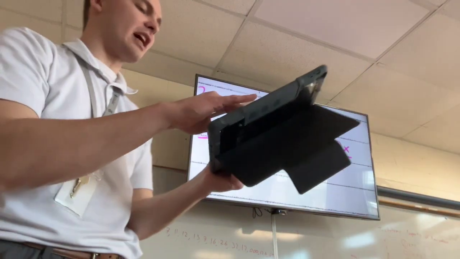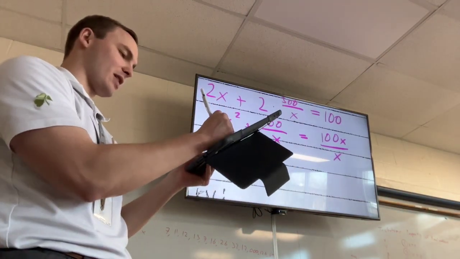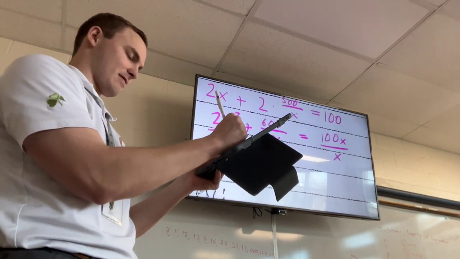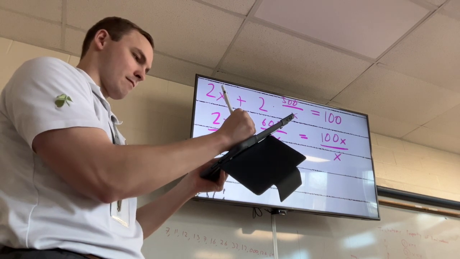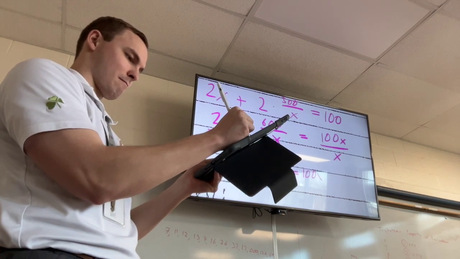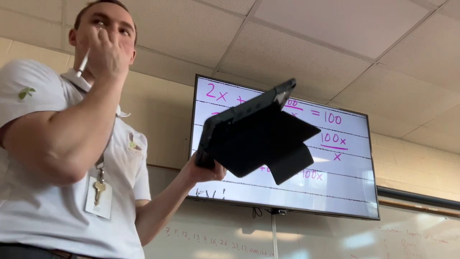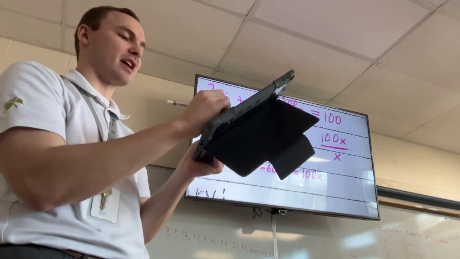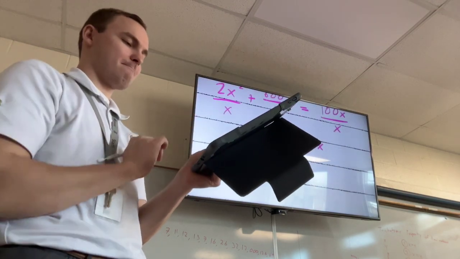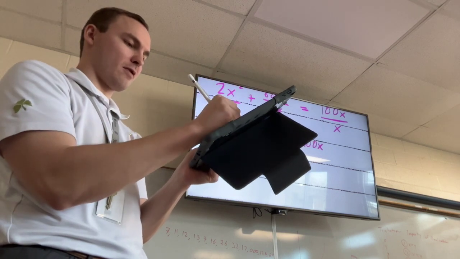Yeah, and then once they all have the same denominator, the denominator goes away, because I just need them to all have the same denominator. Okay, and then put it in standard form.